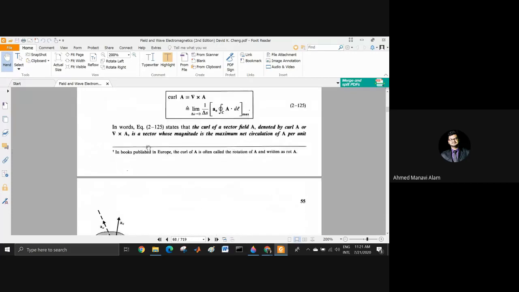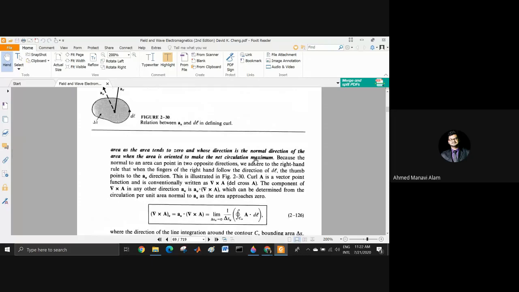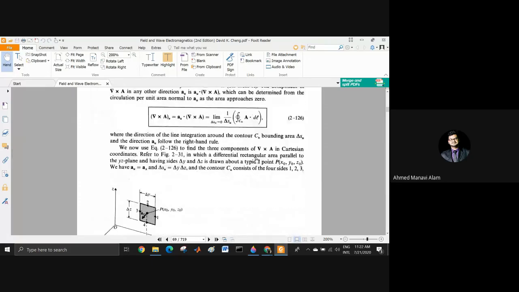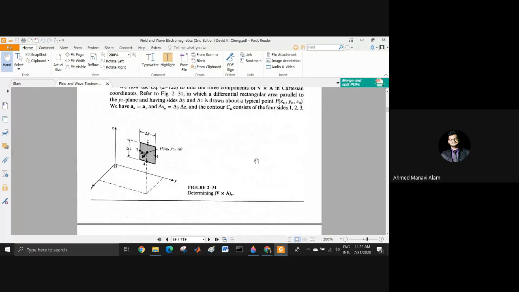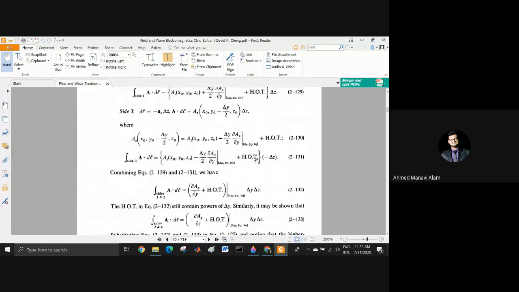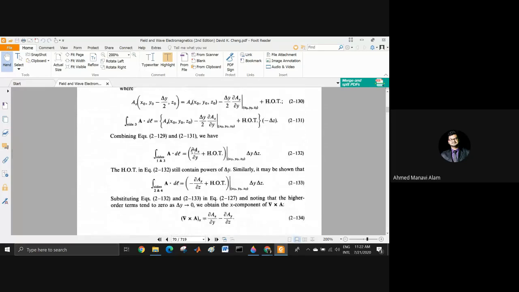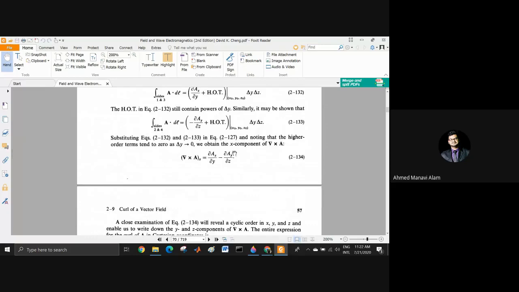So there are some heavy words here, but in simple words, the curl of a vector means how much net circulation or net rotation will happen in a vector field. That is what the curl of a vector means. Now our primary goal is to know the notations and to understand how to find the curl of a vector. So you can skip these derivations.